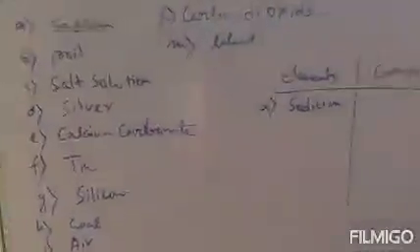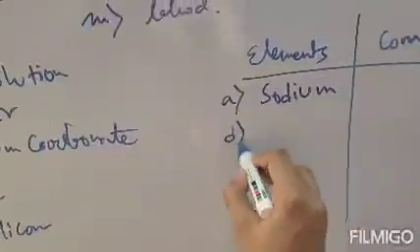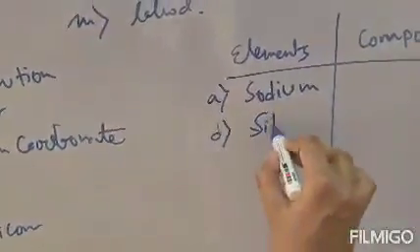Clear? So silver will be in your element column. So there are two elements, sodium and silver, and two mixtures, soil and salt solution.